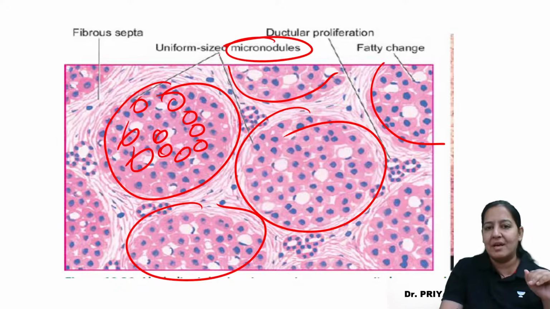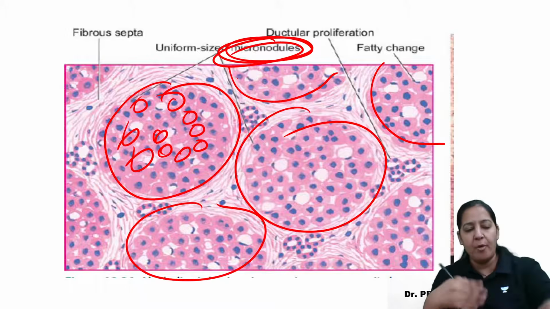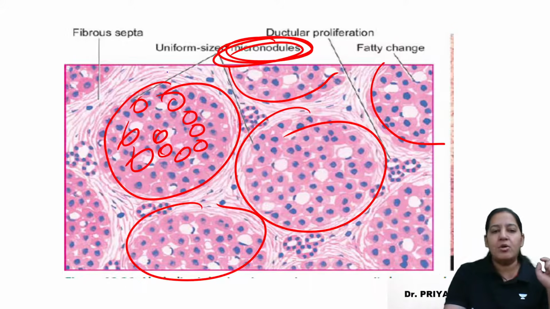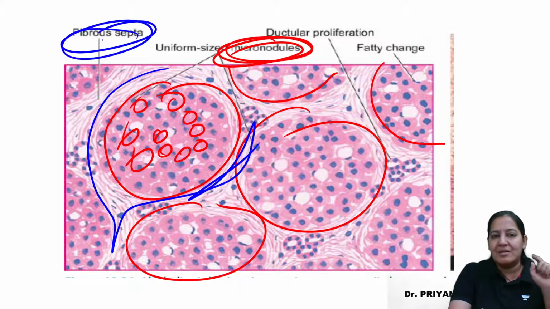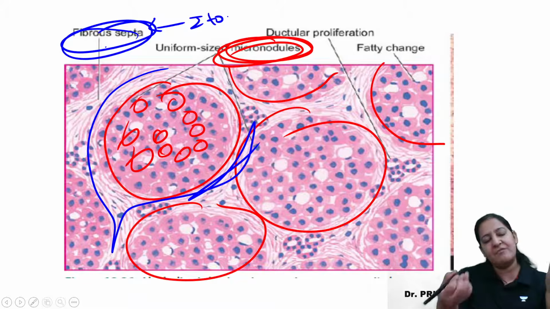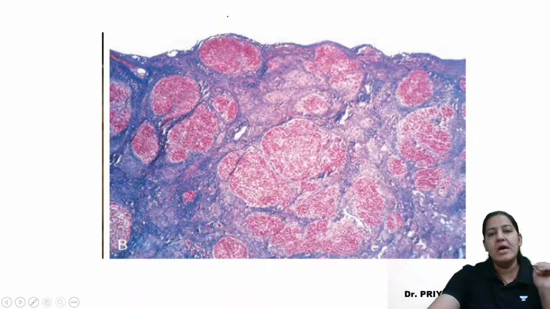Multiple micronodules are there, formed by regenerating hepatocytes, and the nodules are separated from each other by fibrous septa. This fibrous septa is formed by the Ito cell, which converted into myofibroblast and forms collagen. That's all about it. So we are done.